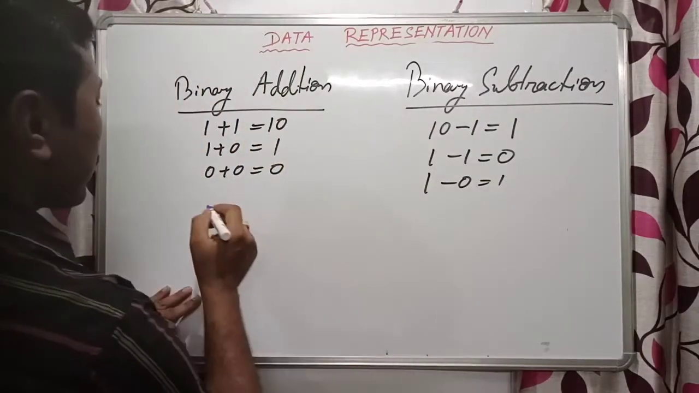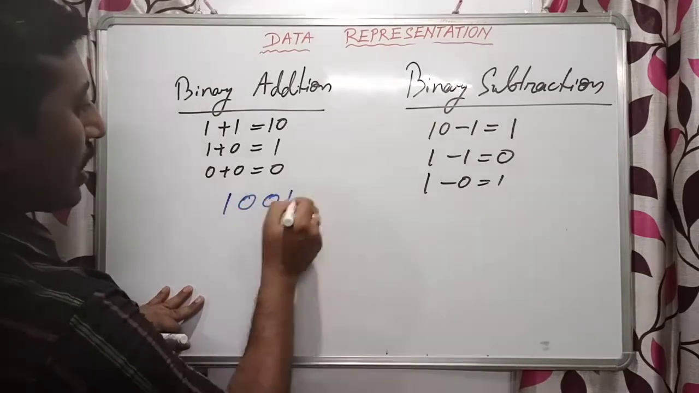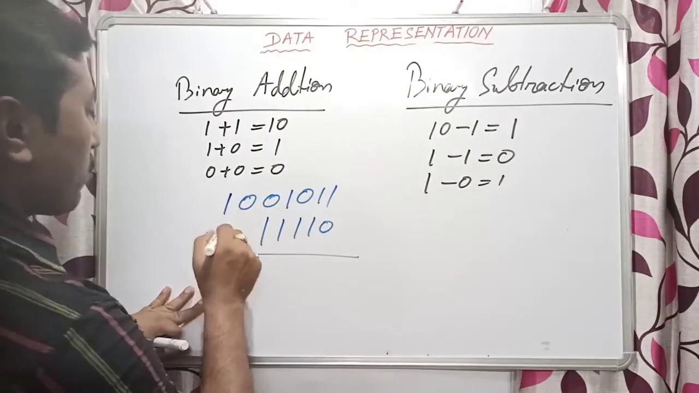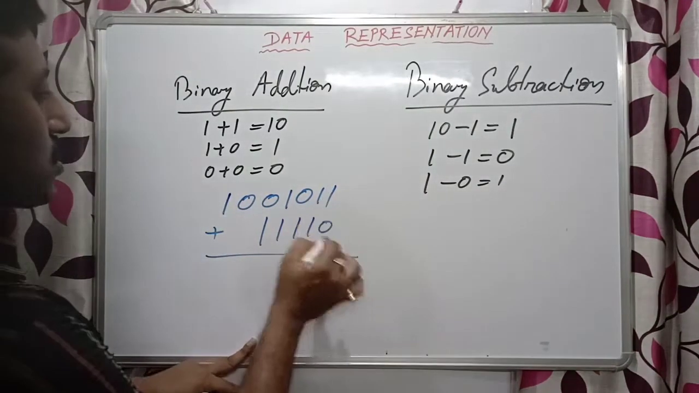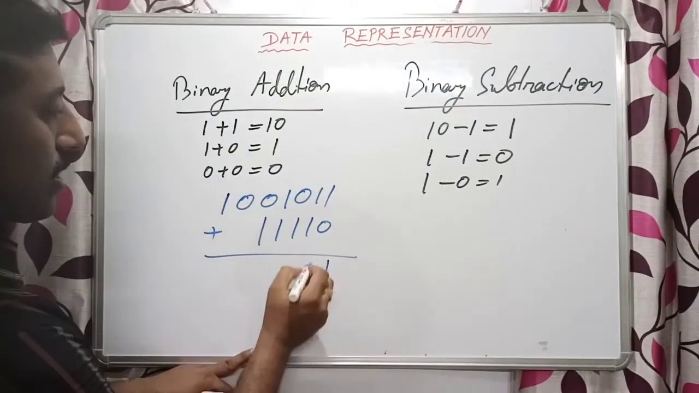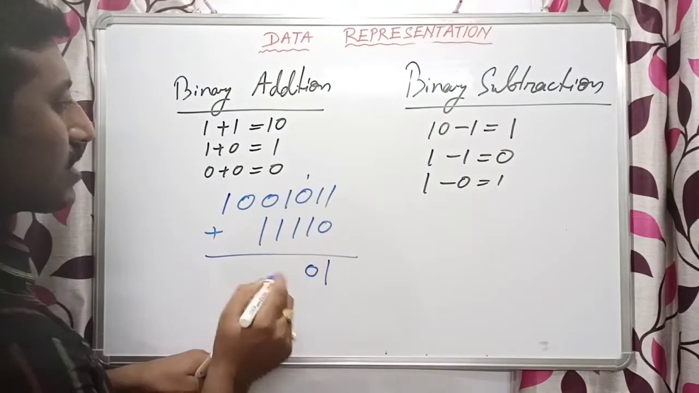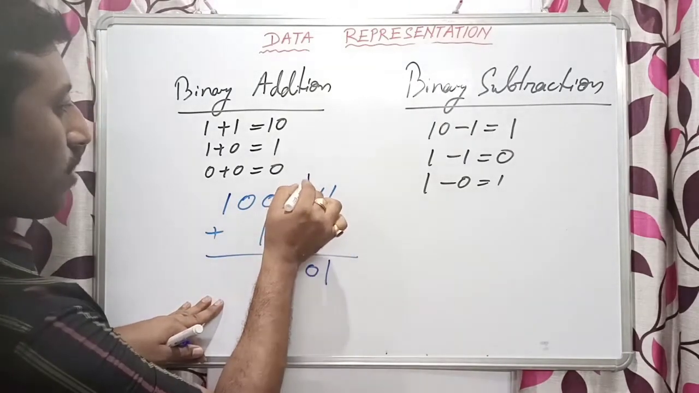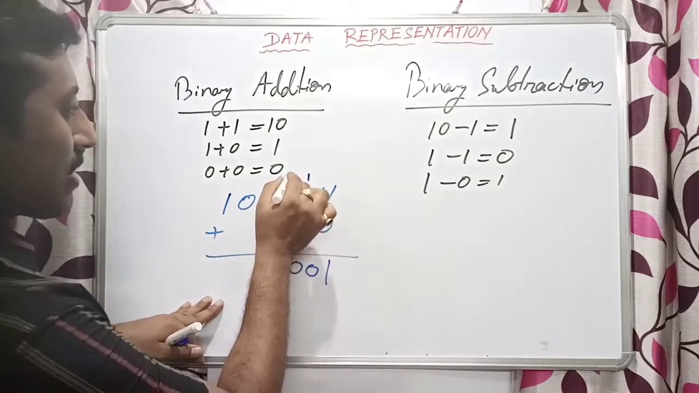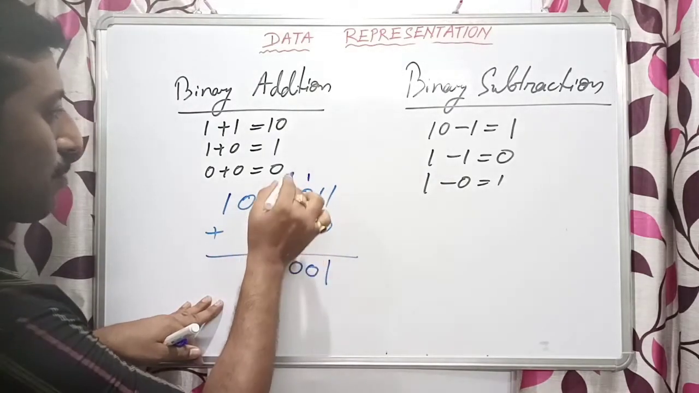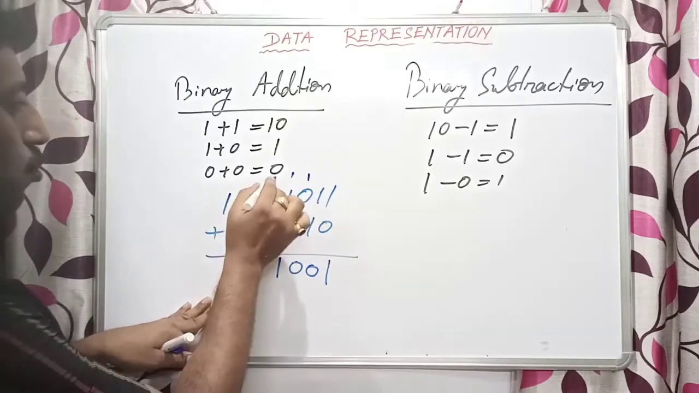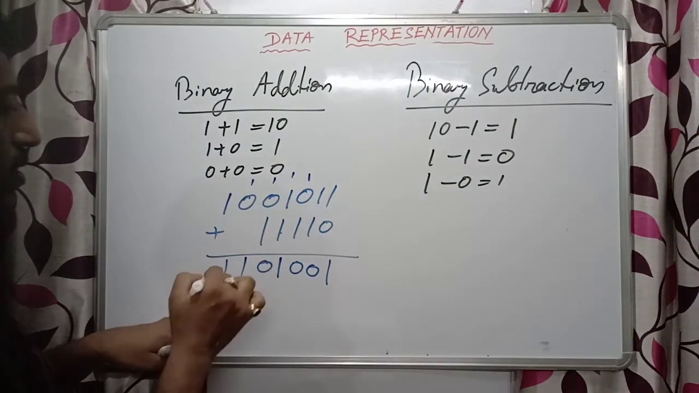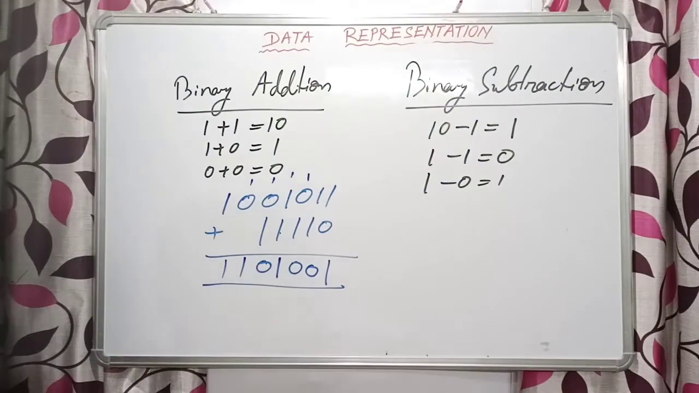For the first example, take for addition 1 0 0 1 0 1 1. I am taking another one, 1 1 1 1 0. Now I am doing the addition. According to the rules, 1 plus 0, I have written here, will be 1. 1 plus 1 is 10, we write 0 and carry 1, just like in our general addition. Again 1 plus 1 is 10, write 0 and carry 1. Then 1 plus 1 is 10, plus 1 is 11, so here it will be 1. 1 plus 1 is 10, here 0 and carry 1. 1 plus 0 is 1, and here it will be 1. The output is 1 1 0 1 0 0 1.